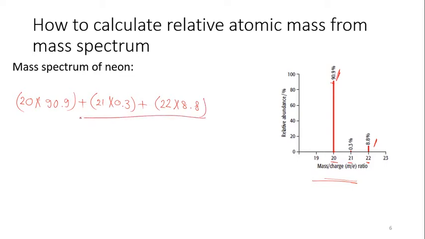I will divide all of those by 100 because what I see here is actually a percentage, so those are multiplied by 100. This is why I have to divide by 100. That gives me 20.2. So my relative atomic mass can be deduced from this mass spectrum, which is 20.2 for neon.